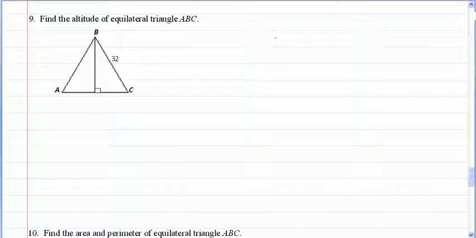So for number 9, we're asked to find the altitude of equilateral triangle ABC. And the altitude is this length here. So first let's look at properties of an equilateral triangle. In an equilateral triangle, we have 3 equal sides and 3 equal angles. And if we take 180 degrees and divide it by 3, we get 60 degrees.